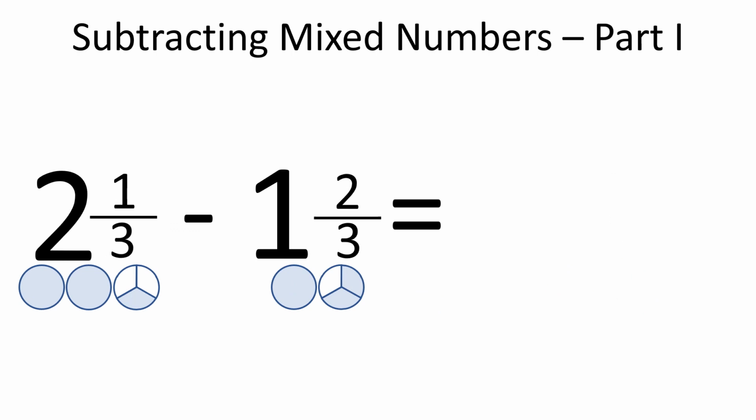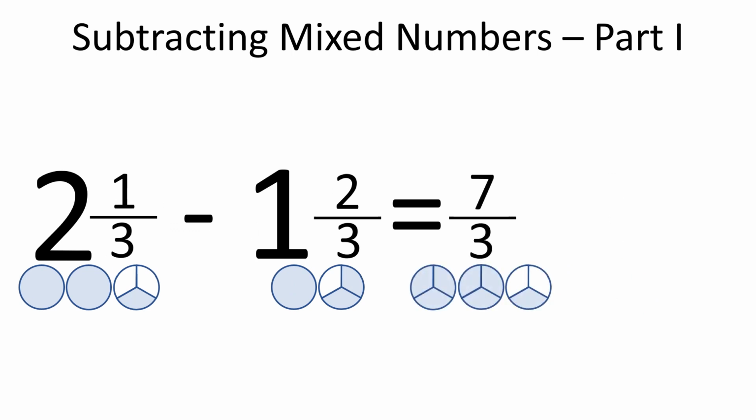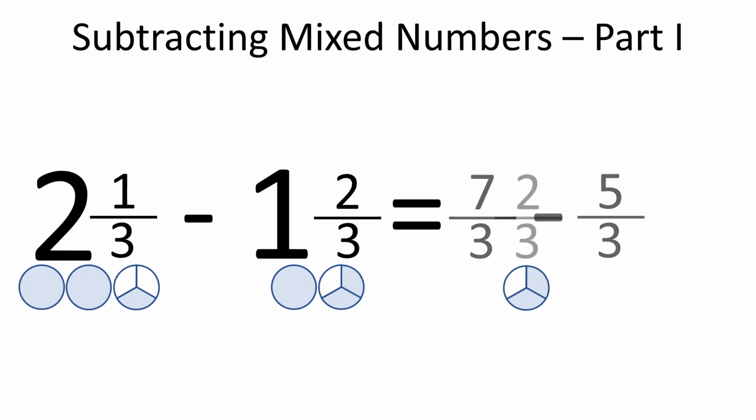Now we represented 2 and 1/3 as 7/3, and 1 and 2/3 as 5/3, and we are ready to subtract the fractions. Once we have the same denominators, we only subtract numbers in the numerators. So 7 minus 5 is 2, and the final answer is 2/3.